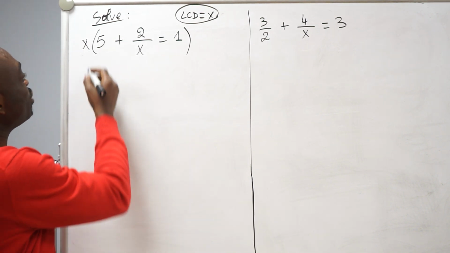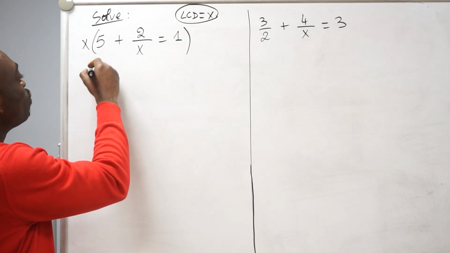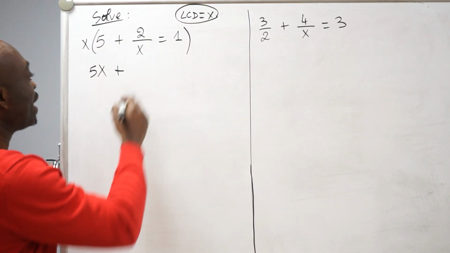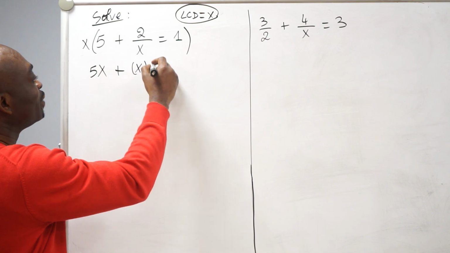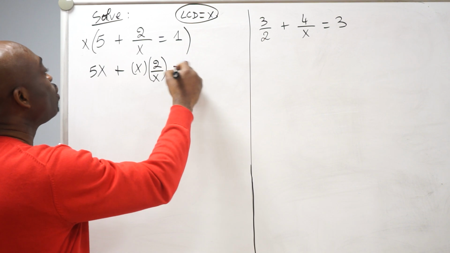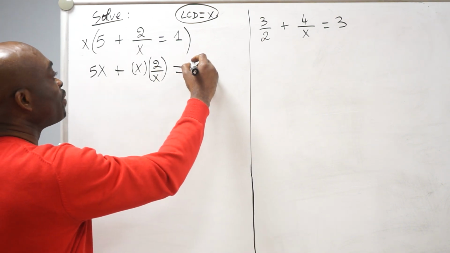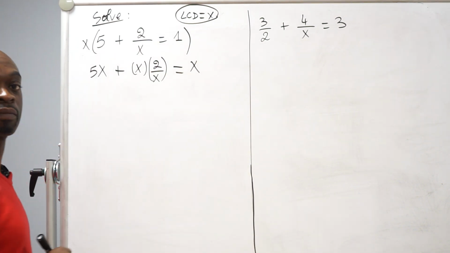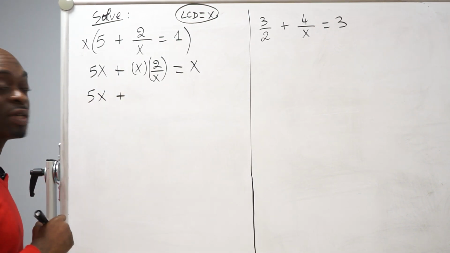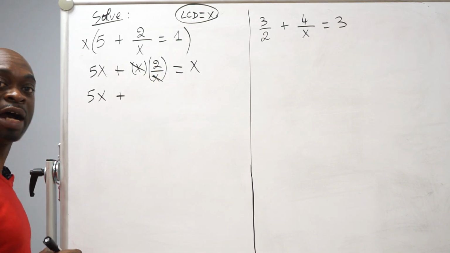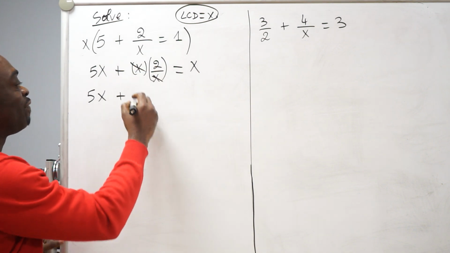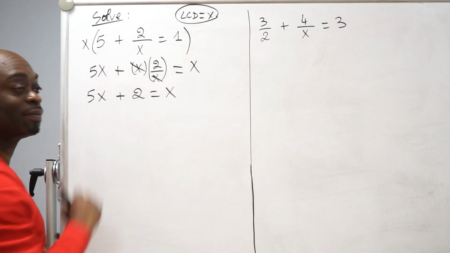So everybody by x, that means you're taking x times 5, which gives us 5x, plus x times 2 over x, equal to x times 1, which is x, correct? Then we bring down the 5x plus, what's happening to this one here? The x will cross out because you have one x on the top and one x at the bottom. You can always simplify them. What do you have left? Only 2 equals x.